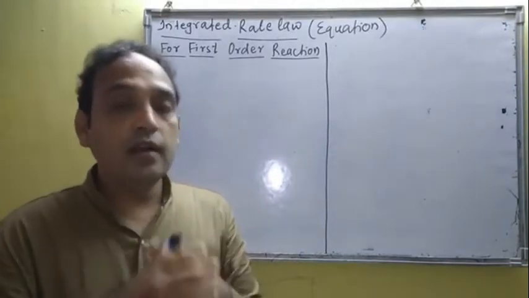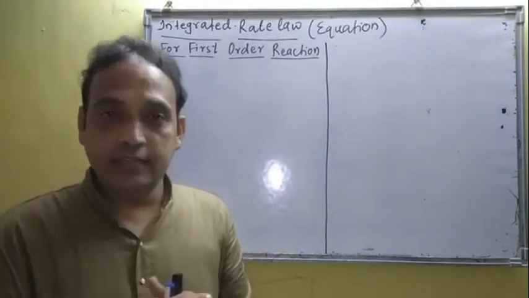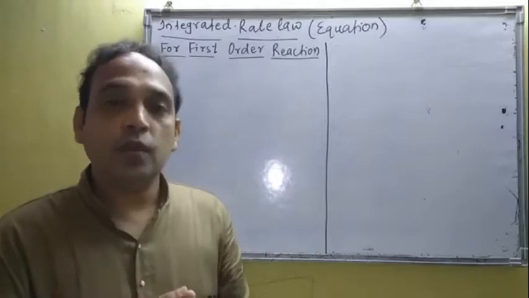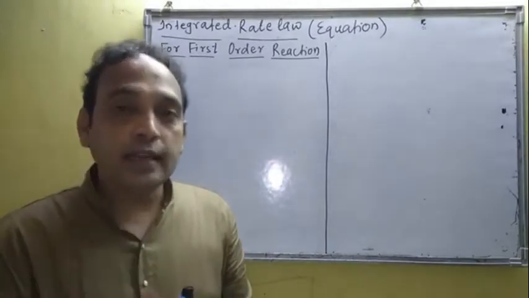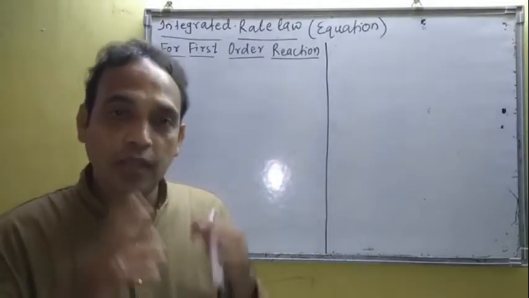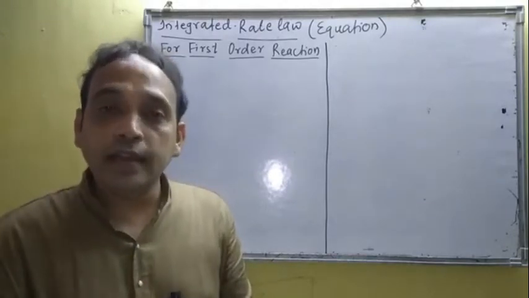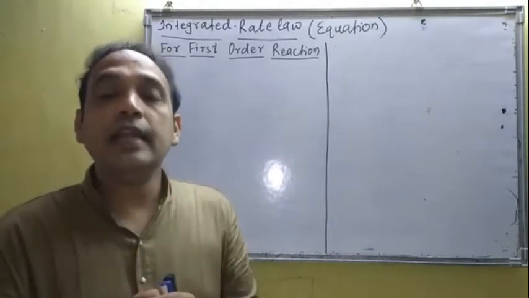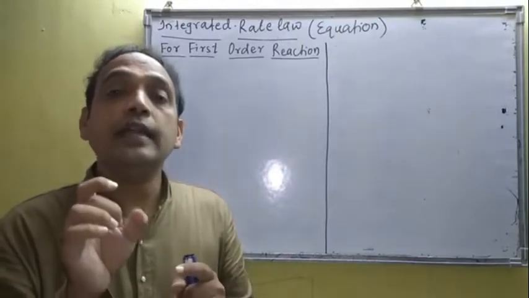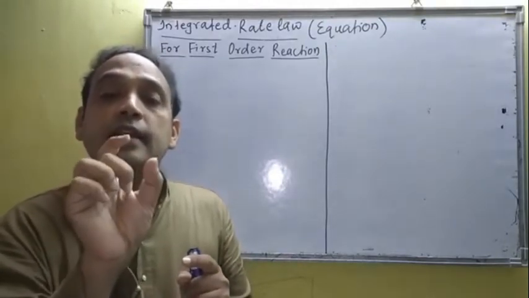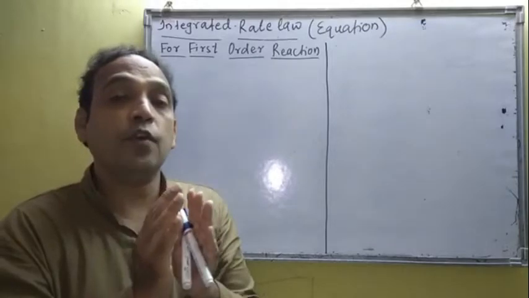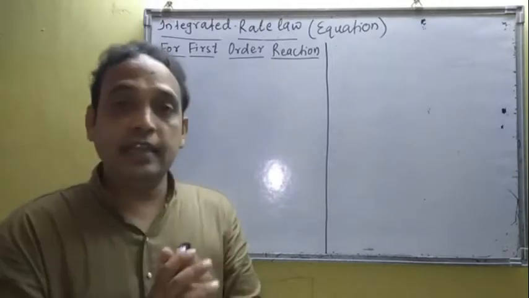Now here we are writing the instantaneous rate. So why is there a need to write the integrated equation? We are writing the differential rate. Why is there a need to find the integrated rate? The differential rate gives information at an instant. It gives the information of the rate at an instantaneous time.